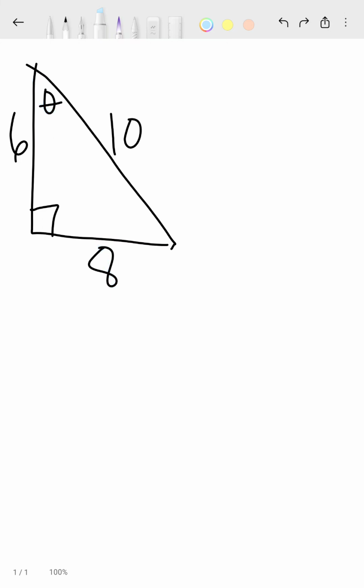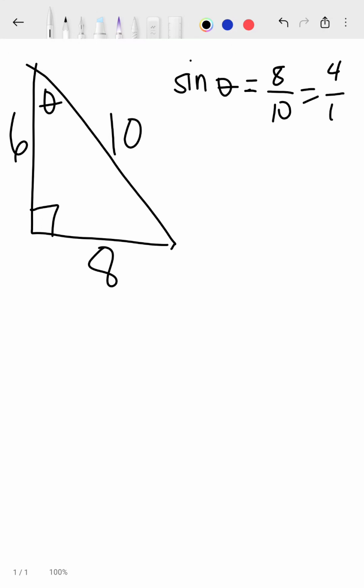Okay? So, let's start. Sine theta. Ano ang sine theta natin? Opposite is 8. Hypotenuse is 10. Pero, hindi pa yan ang final answer natin. Bakit? Kasi nga po, yan ay pwede pang kunan ng lowest term. Both numbers are divisible by 2. So, 8 divided by 2 is 4. And 10 divided by 2 is 5.